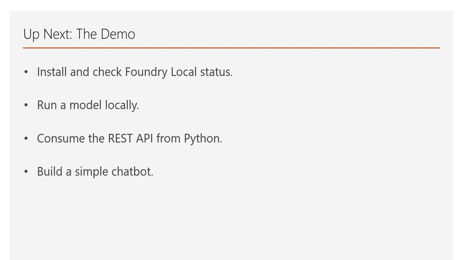Great! Now we are ready to proceed with our live demonstration. To this end, in the upcoming demo, I will illustrate how to install and check Foundry Local status, run a model locally, and consume its REST API from a Python program. Essentially, for the purposes of this live demonstration, we'll be building a simple chatbot in Python for demonstrating how easily a local LLM can be integrated into an application using Foundry Local.